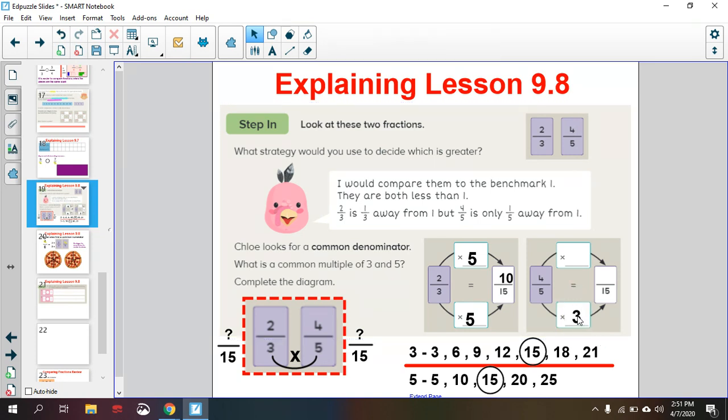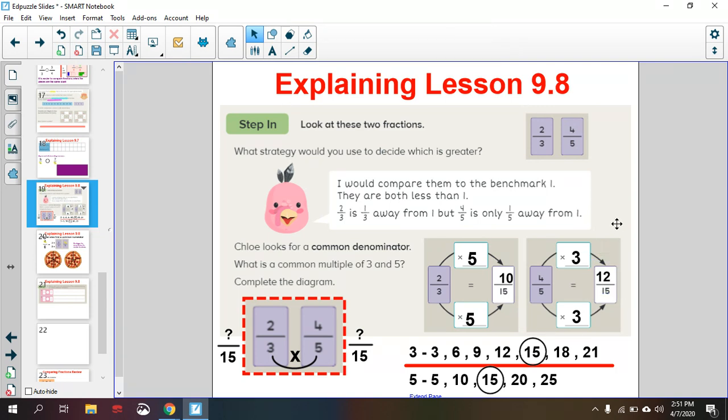Times 3 on the bottom. And then, like we said, whatever you do to the bottom, you're going to also do to the top. So I'm going to multiply by 3 there as well. And then I just have to figure out what my new numerator is going to be. Well, 4 times 3 is going to get me 12. So my new numerator over here is going to be a 12.